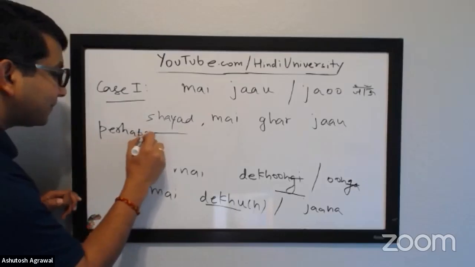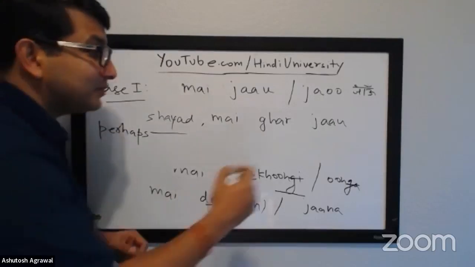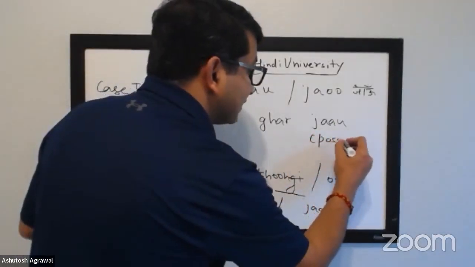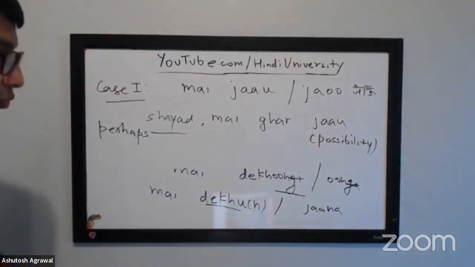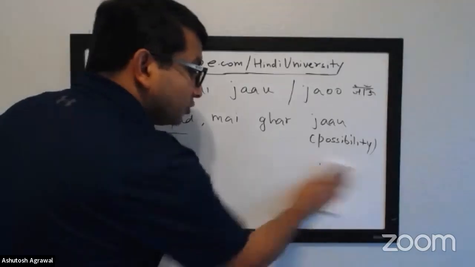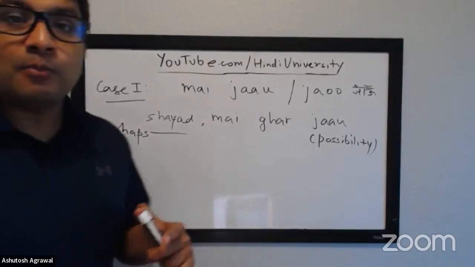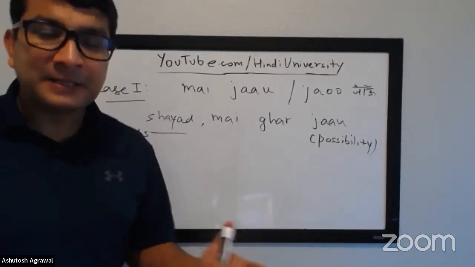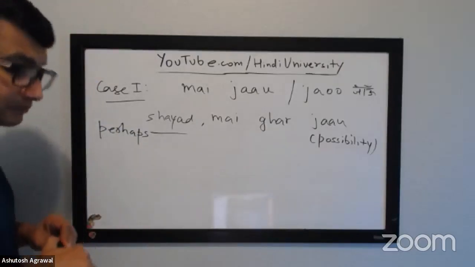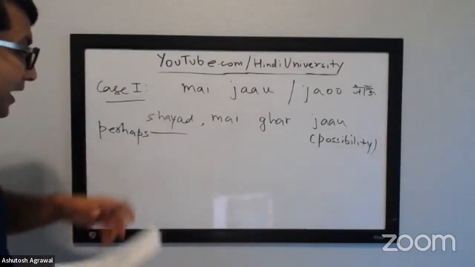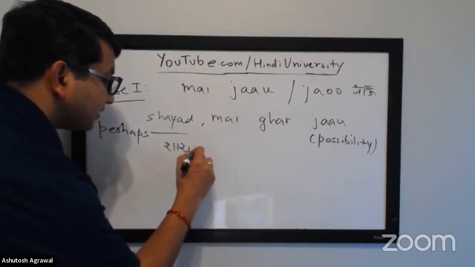Shayad is perhaps. It is showing a possibility. Very good, right? You are not certain, but it is possible that you may go. So you see, it's case number one when you want to convey some possibility. And when you're saying perhaps I may go, shayad main jaun. Just like perhaps shayad, you can use some other words as well.